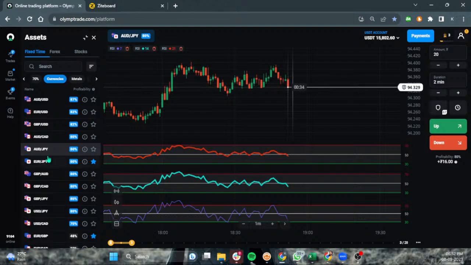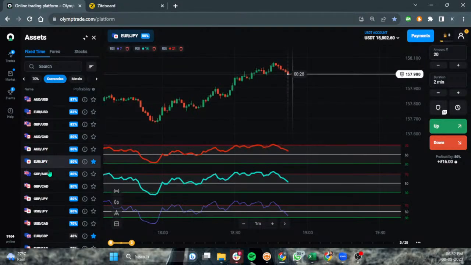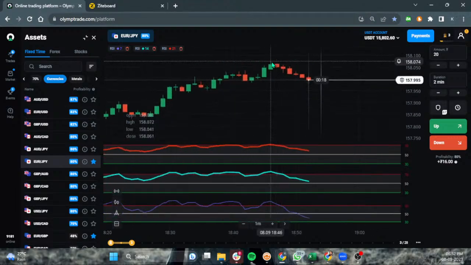On AUD JPY, there's no possibility for me to open a trade, so let's just forget about it and move further. I will go to Euro JPY. There's no chance for us to open a trade, but of course, if we were somewhere here, as you can see right now, this is a picture perfect example of what a really good signal looks like.